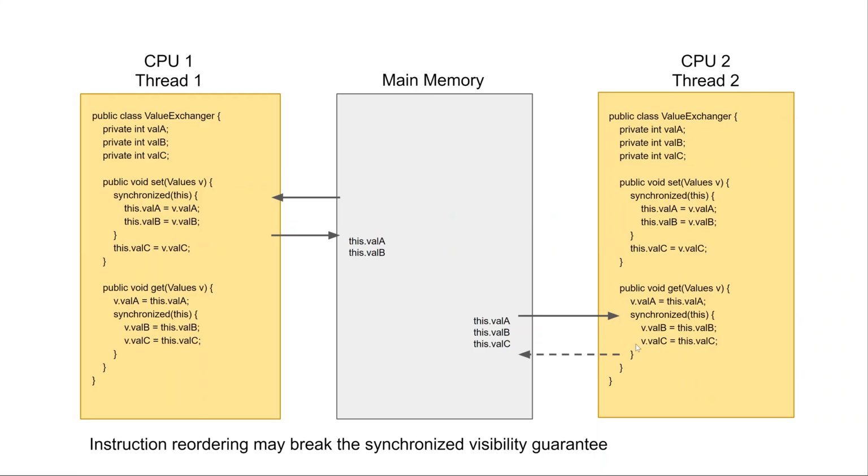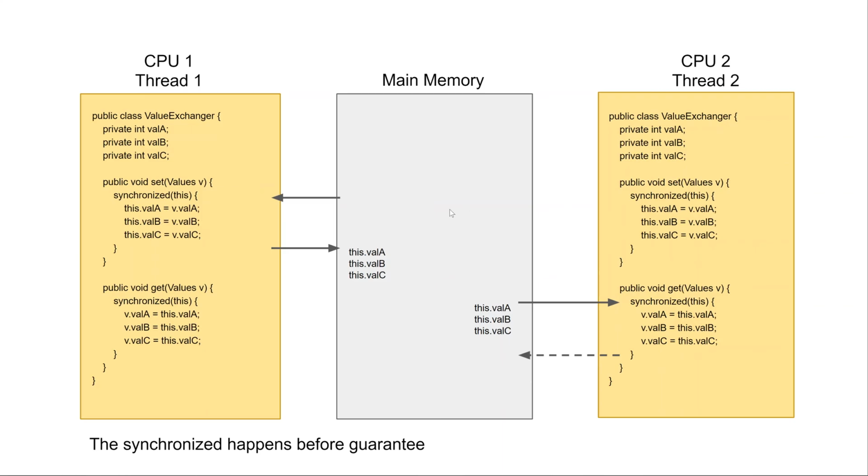And actually val C could even be assigned a wrong value too, because of the reordering that happened over here. So val C may not be correctly flushed to main memory. So even if we are reading the latest value of val C from main memory, what is stored in main memory would still be wrong because of this reordering. So as you can see, instruction reordering around synchronized blocks may break the visibility guarantees provided by these synchronized blocks.